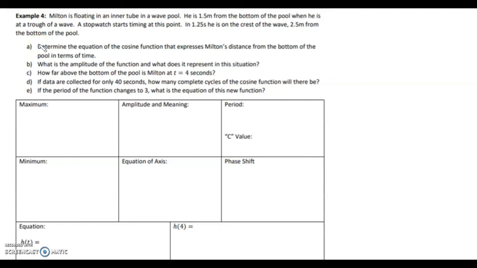Example 4. Milton is floating in an inner tube in a wave pool. He's 1.5 meters from the bottom of the pool when he's at a trough of a wave. Okay, so what that means in regards to our x and y axis is it's kind of referencing the bottom of the pool. So I'm going to assume that this 0 mark, so the height equals 0, is going to be the bottom of the pool.